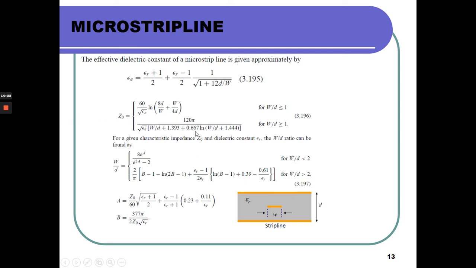Now, if W and D are given, then you can easily estimate this one. I will not go so deep inside. However, if Z0 is given and you need to estimate W by D, or W you need to find, then this is the way to do it. This is basically the same drill, where W is the width of the strip line and D is the height of the, sorry, it's not a strip line, this is a mistake I have made. It should be microstrip line. However, it's no problem.